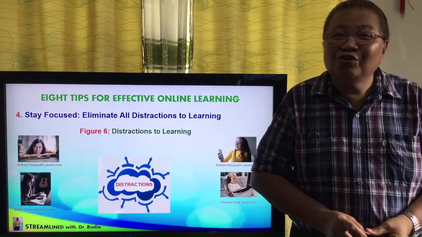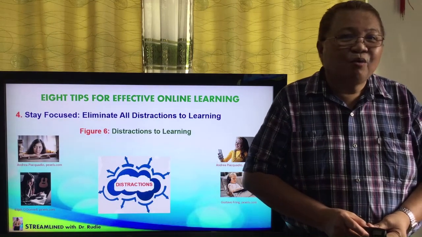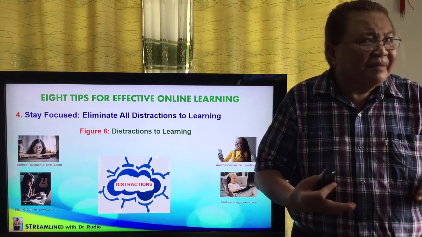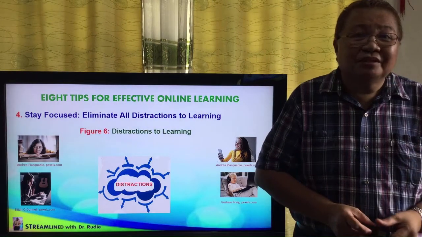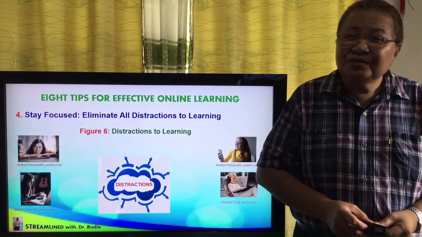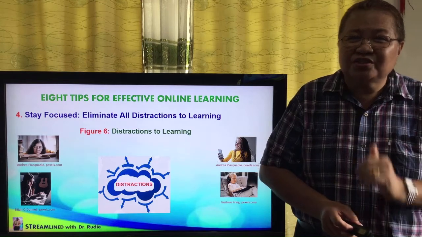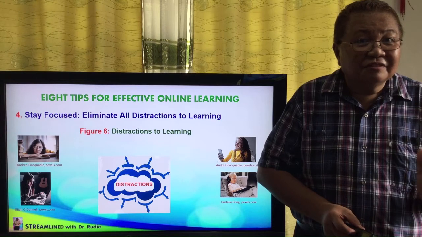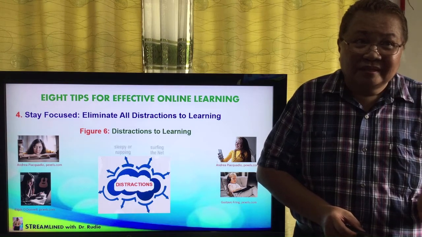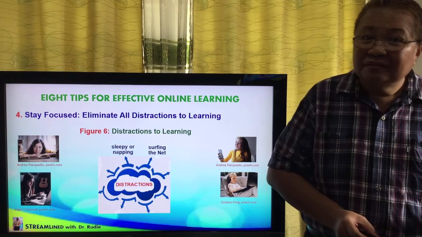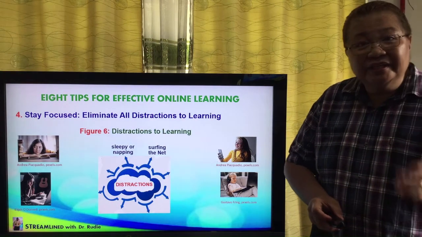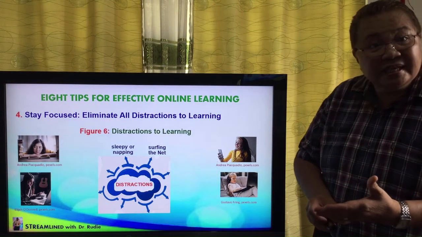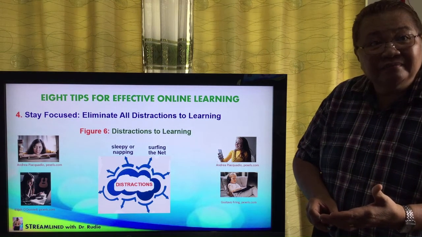Let's take tip number 4. Tip number 4 requires our dear students to stay focused and eliminate all possible distractions to learning. You see, except noise distractions, distractions can come as well from the student's attitude. The distractions to learning are: the student is learning online but he or she feels sleepy or is actually taking a nap while learning is ongoing.